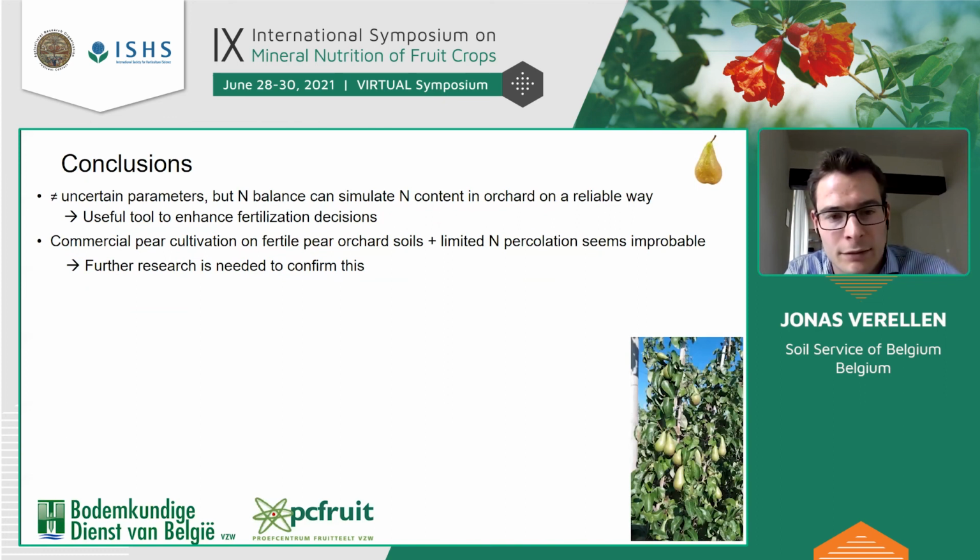It's important to mention that different parameters were used to estimate the mineralization, which brings uncertainty in the calculation. But from these results, we can say that the nitrogen balance can simulate the nitrogen content in the orchard in a reliable way, as we saw for zone A in the orchard. If these nitrogen balances are calibrated over a longer period with more field data, the predictions can become even better. So they can become a useful tool to enhance fertilization decisions and to limit nitrogen percolation to the groundwater.